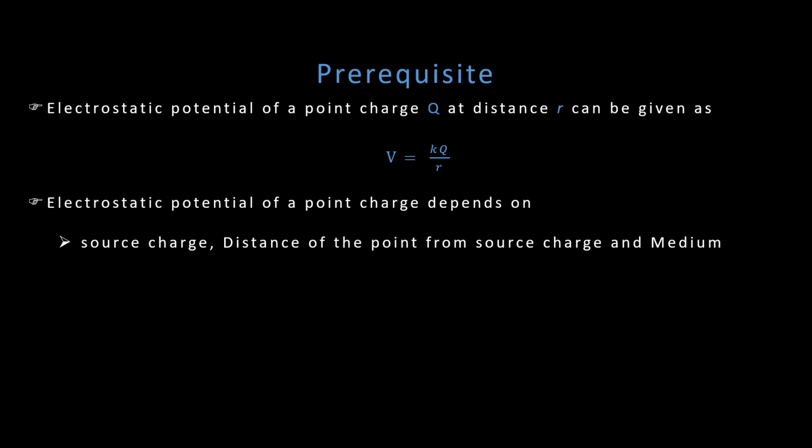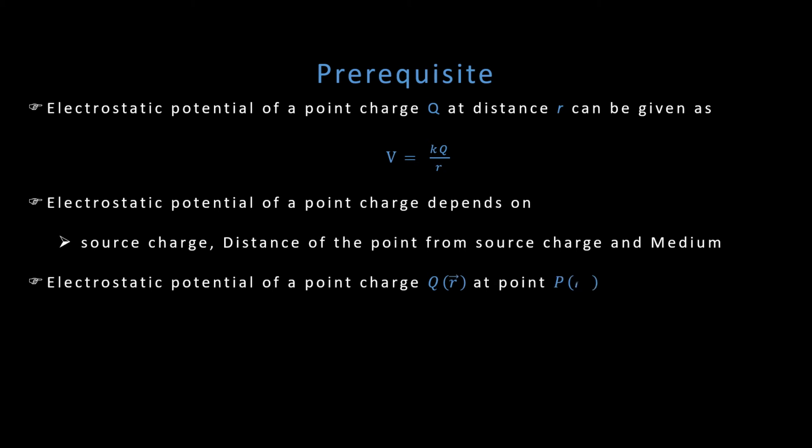And if you have charge q given in some coordinate system, say at position vector r, and if you are interested in finding out potential at some point P with position vector r prime, the potential of charge q at point P can be given as V is equal to kq upon mod of r minus r prime. So with this topic clear, we can move forward.